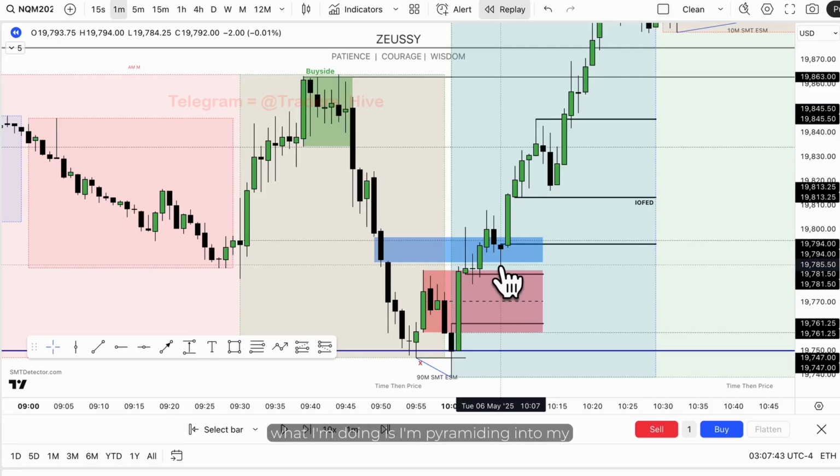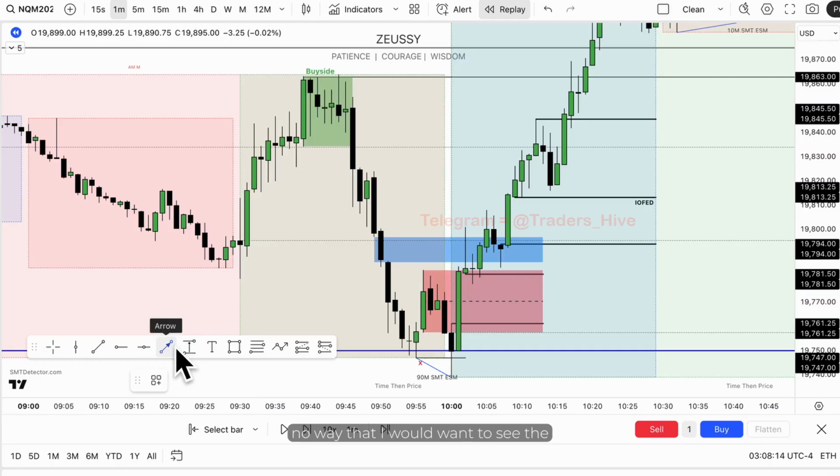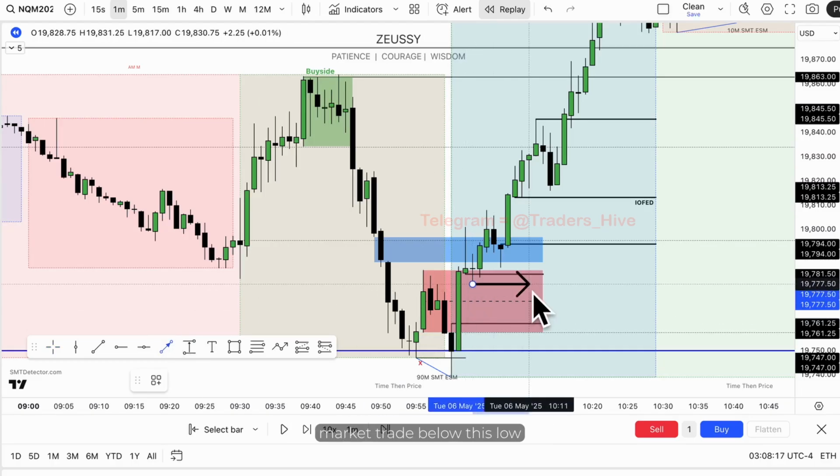Here comes the thing. What I'm doing is I'm pyramiding into my existing position. So that means I'm adding more to a position which is running in my favor. And by adding more contracts to the position which is running in my favor, I'm able to increase the potential profit on that position whilst keeping the risk relatively equal or whilst having way less risk. Because here comes the thing. When I see the market reprice higher like this, and I see it reprice above the high which set this retracement lower, there's absolutely no way that I would want to see the market trade below this low.